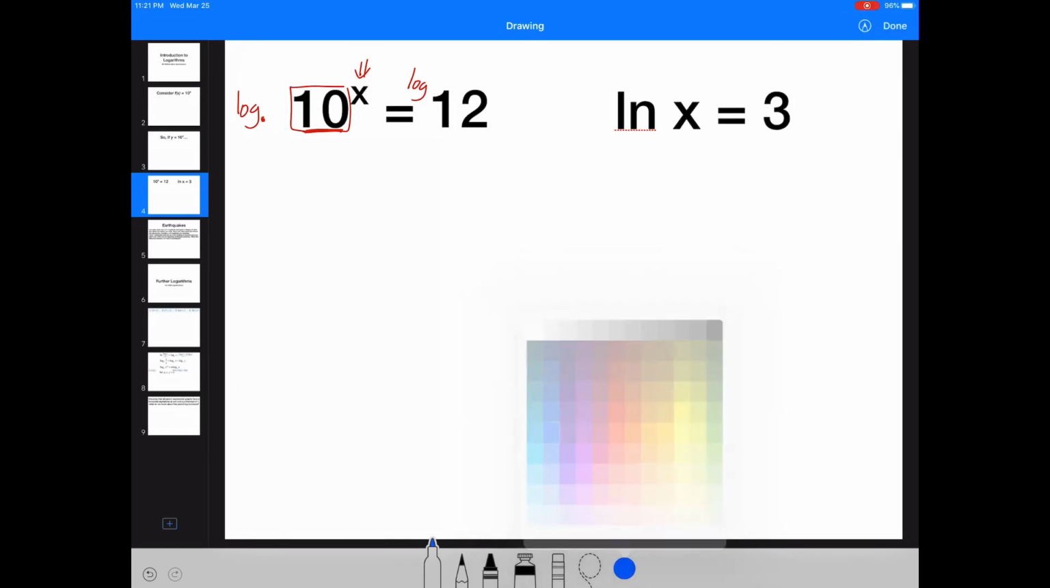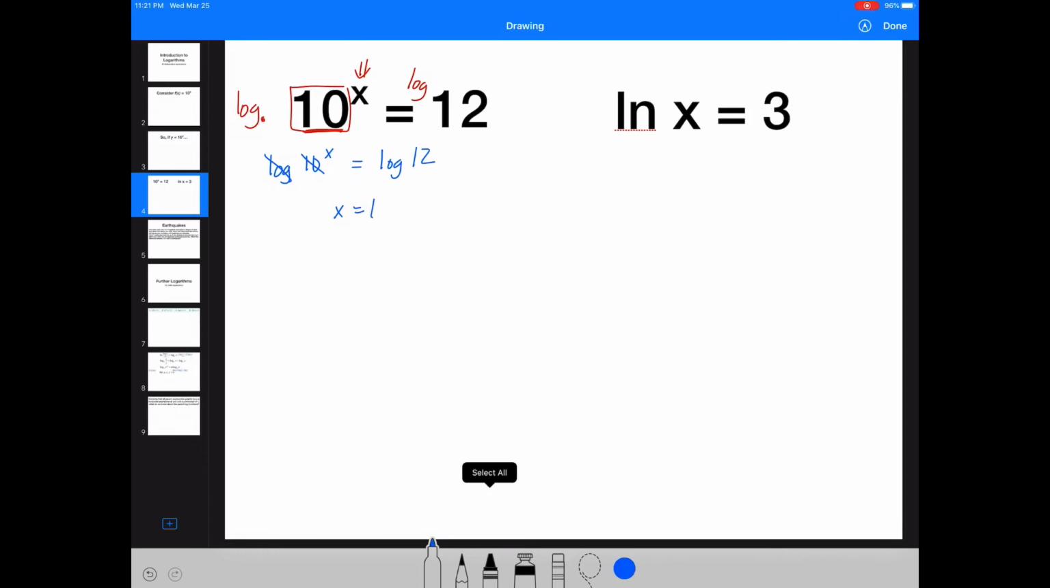It's assumed that it's 10. Okay, now if I do that, what's going to happen is I now have log of 10 to the x power equals log of 12. The log and the 10 to the power of are inverses, therefore they cancel out, leaving me with x equals log 12. Now that is what we call an exact answer, okay? Because we haven't had to round anything, there's no approximations there. That is exactly the correct number.